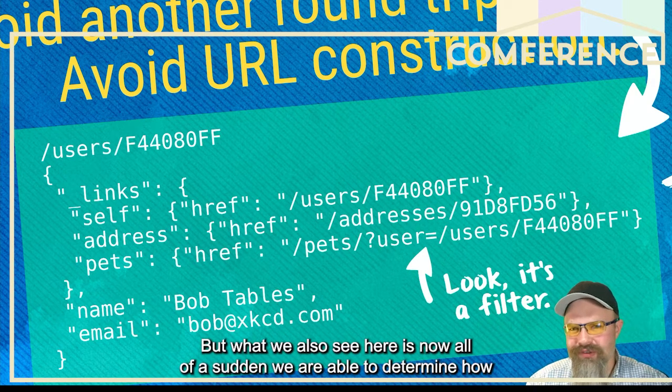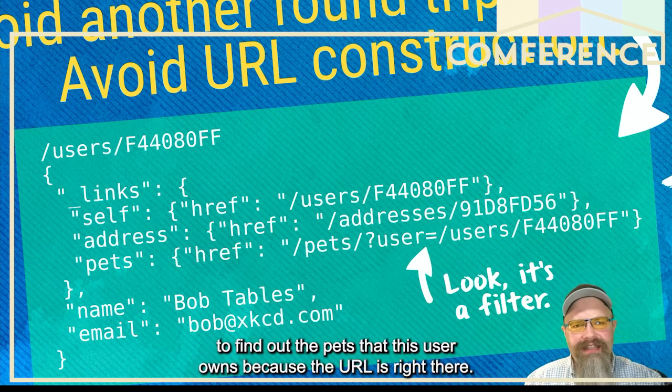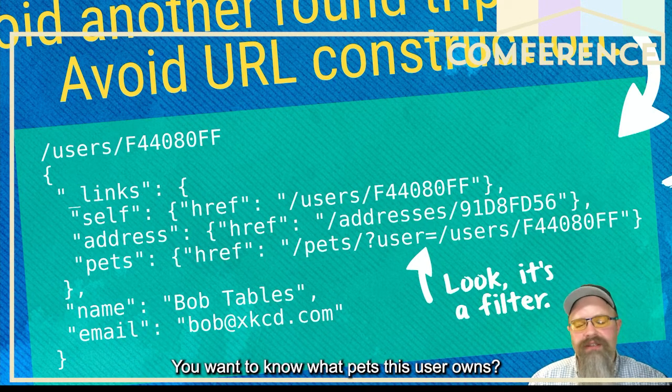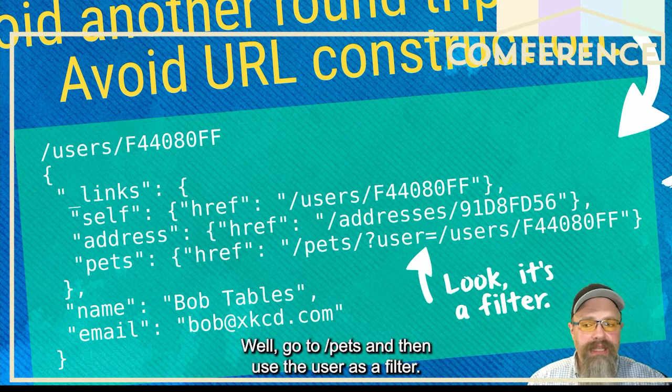But what we also see here is now all of a sudden, we are able to determine how to find out the pets that this user owns, because the URL is right there. You want to know what pets this user owns? Well, go to /pets and then use the user as a filter.